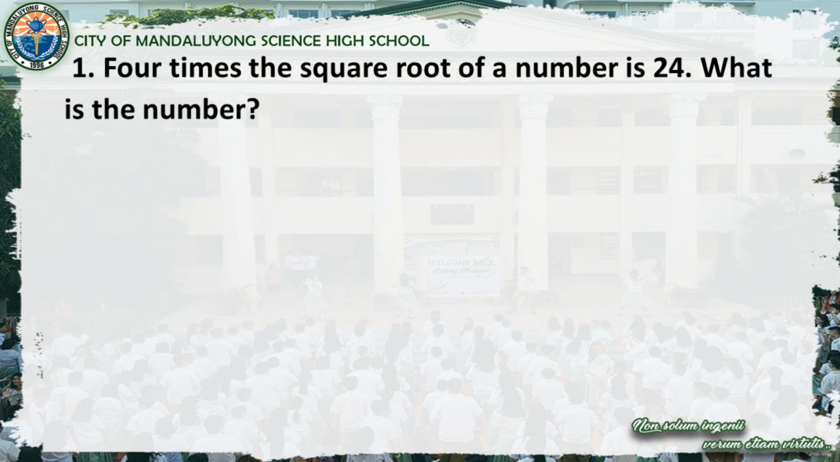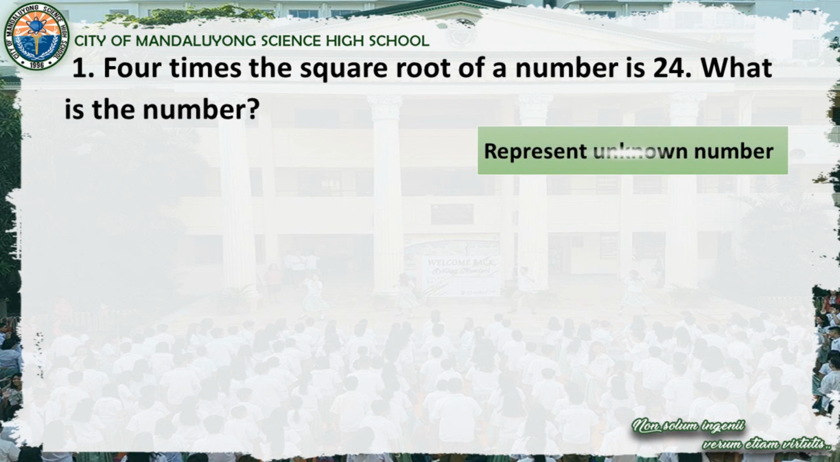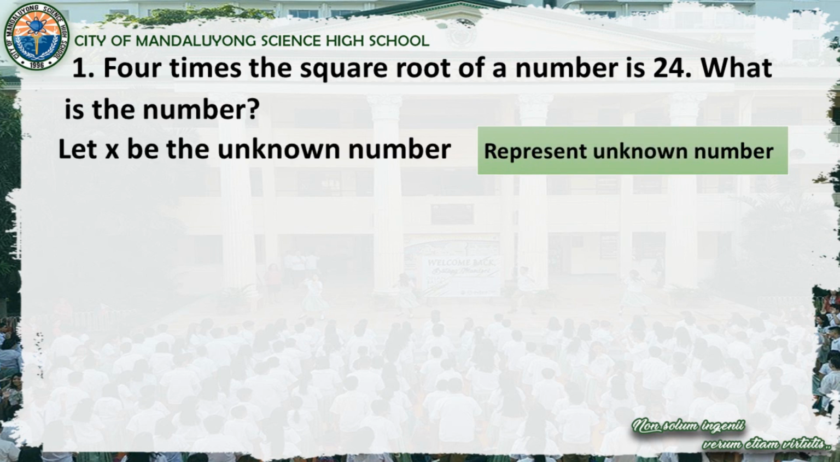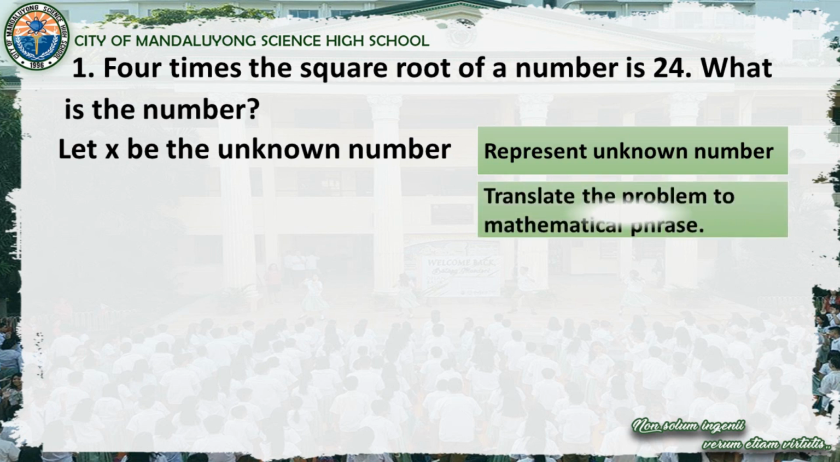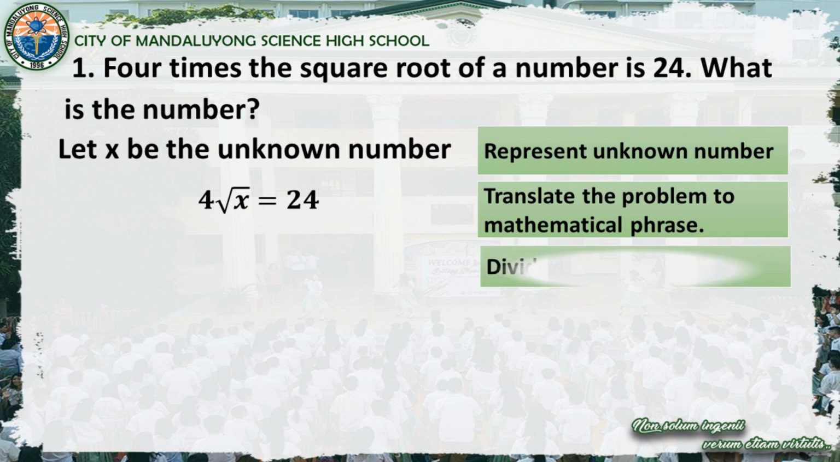Problem number 1. 4 times the square root of a number is 24. What is the number? So first step, we have to represent the unknown number. So in here, let x be the unknown number. Then translate the problem into mathematical phrase. So in this case, we'll be writing the working equation, and the expected working equation should be 4 times the square root of x is equal to 24.